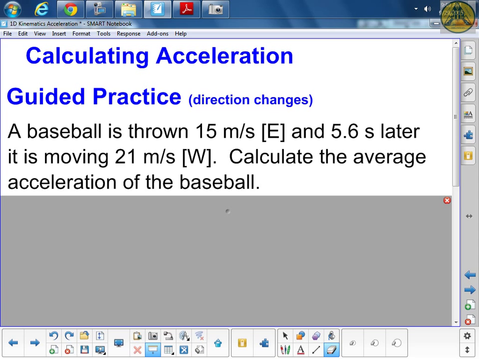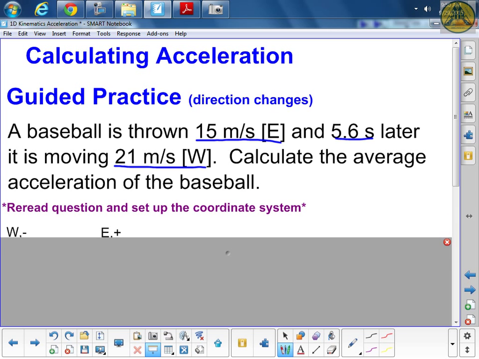So here a baseball is thrown 15 meters per second. Just going to underline things as I read them. And 5.6 seconds later, it's moving 21 meters per second west. A lot of information in one sentence. Like that's your entire problem right there. All the information you need. Calculate the average acceleration of the baseball. So the formula we're using didn't change, just our setup a little bit.